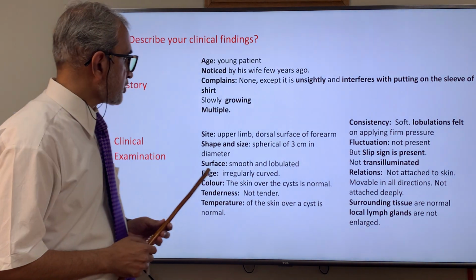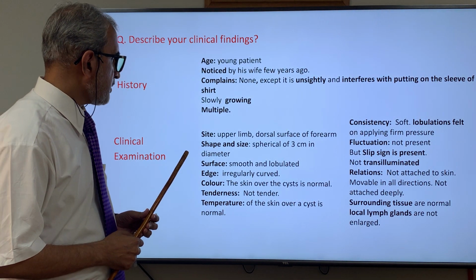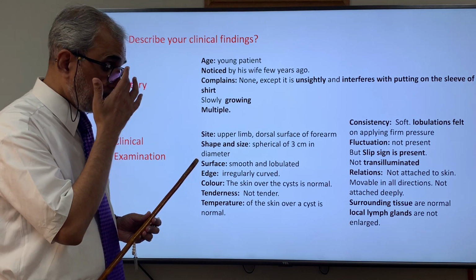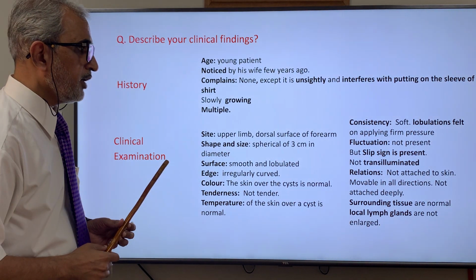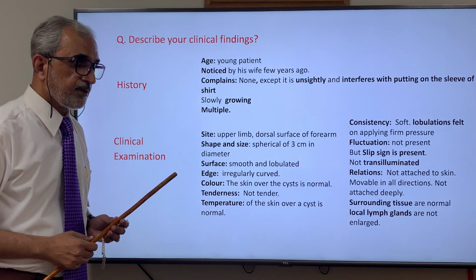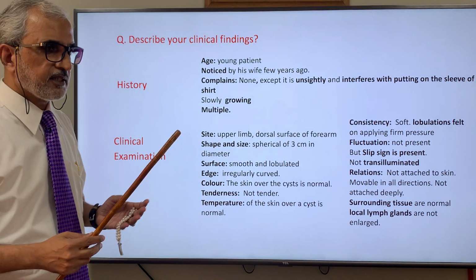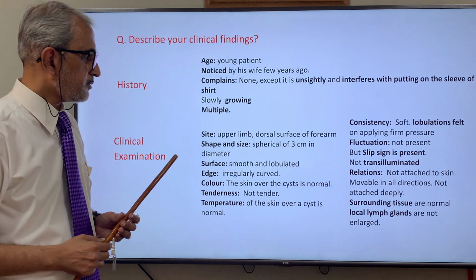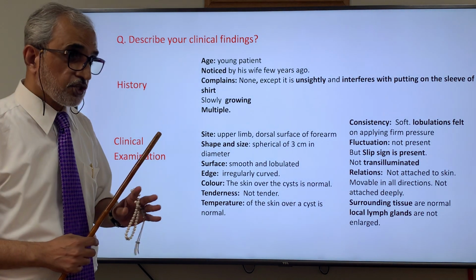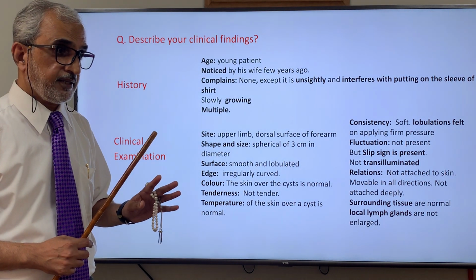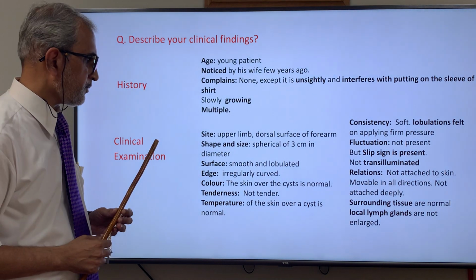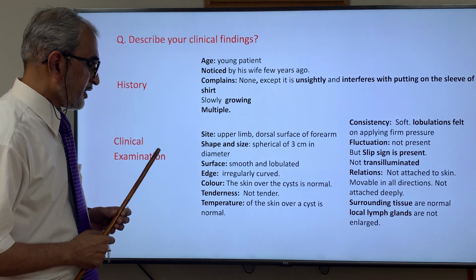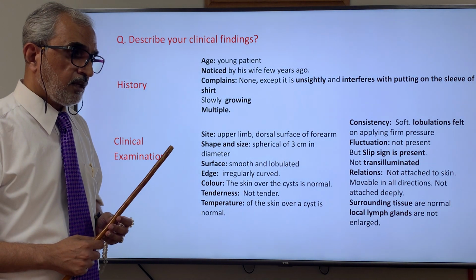When I examine this patient, there is a swelling present in the upper limb, on the dorsal surface of the forearm. It is spherical in shape, approximately 3 cm in diameter, and its surface is smooth, and it appears slightly lobulated on inspection, and it's non-tender.